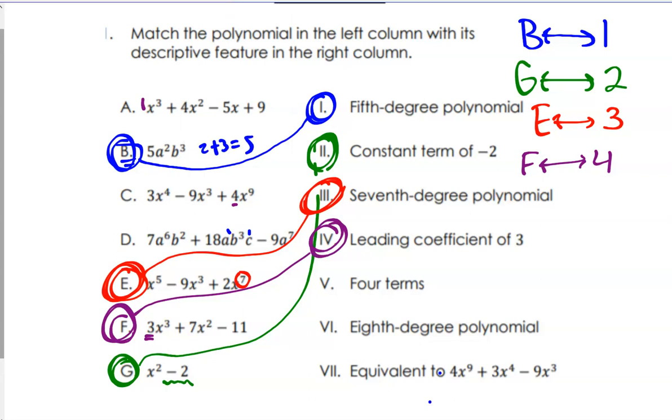All right, almost there. 4 terms. That means 4 different pieces with a plus or minus sign connecting them. So A, look at that. 1, 2, 3, 4. 4 pieces. That was nice. So A and 5 go together.